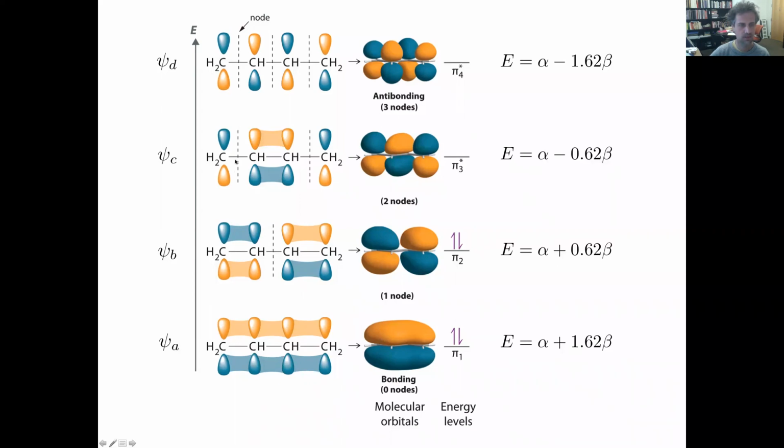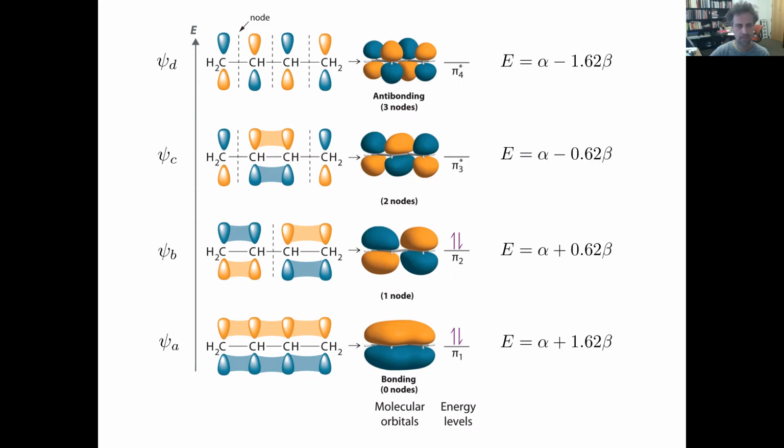C has a sign flip here between 1 and 2 and 3 and 4, total of 2 nodal planes, therefore higher energy. And the last one flips everywhere, and has therefore the highest possible energy. So that is really what this story tells us.